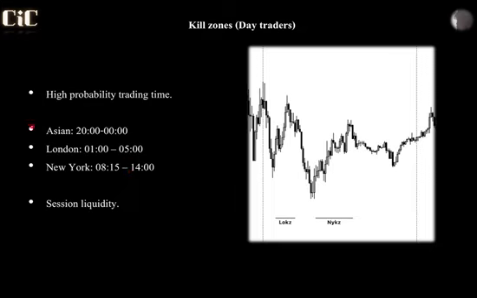We have three main ones: the Asian session, which we usually leave and don't trade. We watch what the Asian does in order to anticipate London. So the Asian session is 8 p.m. to midnight New York time. Whenever we talk about the algorithm, we're talking about New York time.